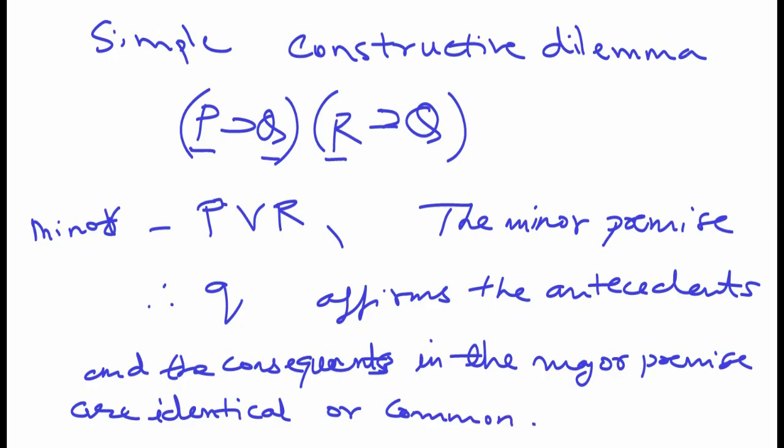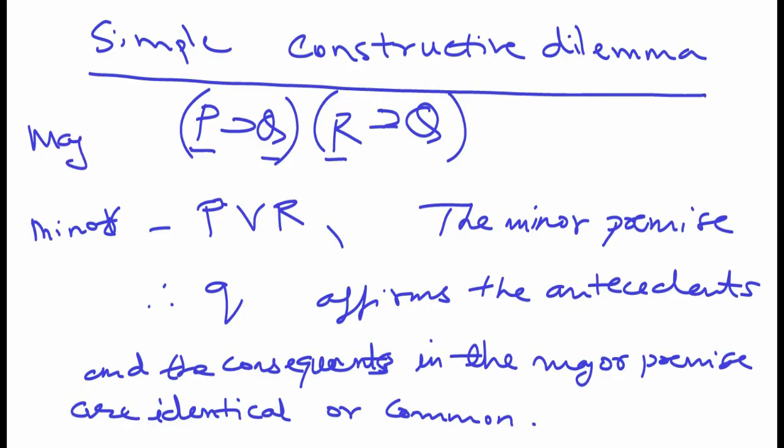So, the simple constructive dilemma is symbolically represented like this. If P then Q, if R then Q, this is the major premise. The minor premise affirms P or R. The conclusion is Q.